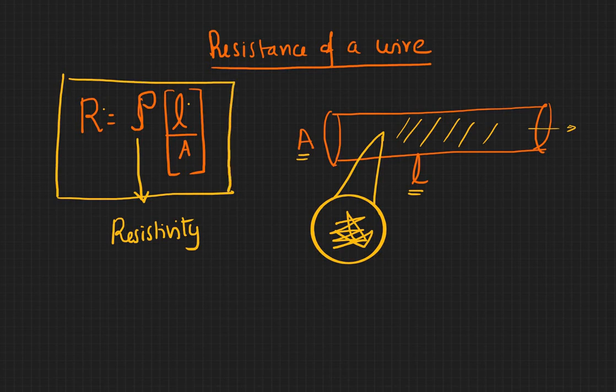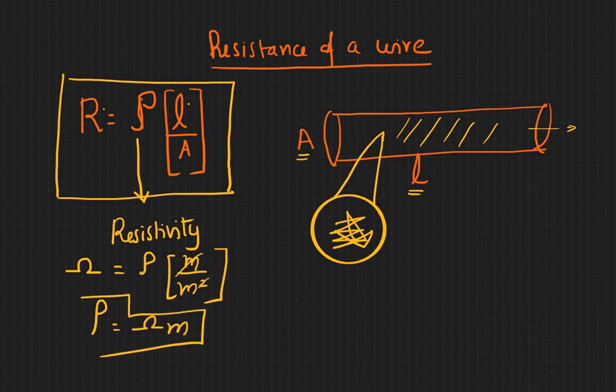The unit of resistivity is given by: R in ohm is resistivity times meter, which is length, divided by meter square. So that gives you resistivity in ohm meter. That's the SI unit of resistivity.